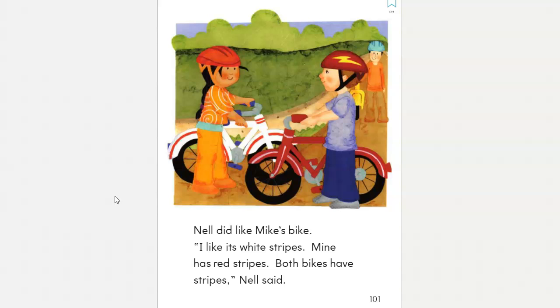On this page, we see another word that has the long I in it. Did you notice it? In the sentence, I like its white stripes. In the word stripes, we hear the long I.